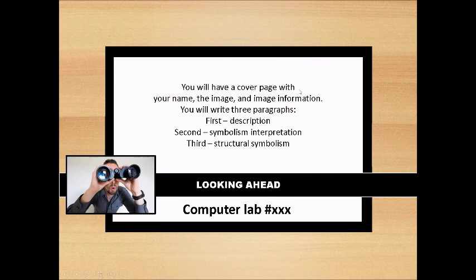You will have a cover page with your full name and class period, the image, and the image information. You will then write 3 paragraphs. The first paragraph is a description of the things you see in the work of art. The second is where you start to develop an interpretation of the artwork through the symbolism. And the third paragraph is a continuing interpretation of the artwork through how they use the elements of art and principles of design.